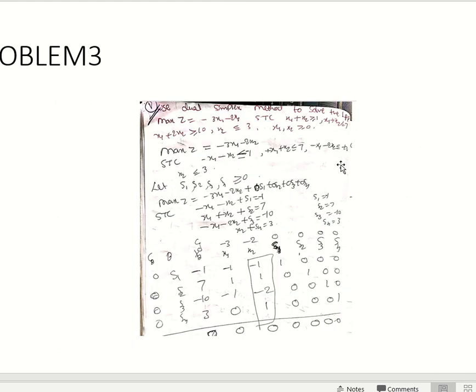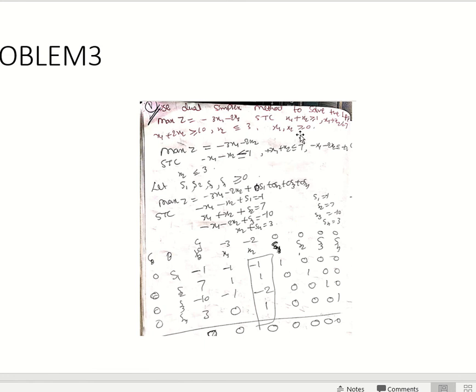Now let us move to the next problem. Again, use dual simplex method to solve the LPP. Maximization z equal to minus 3x1 minus 2x2, subject to the constraints x1 plus x2 greater than or equal to 1, x1 plus x2 less than or equal to 7, and x1 plus 2x2 greater than or equal to 10, and x2 less than or equal to 3, where x1, x2 greater than or equal to 0.